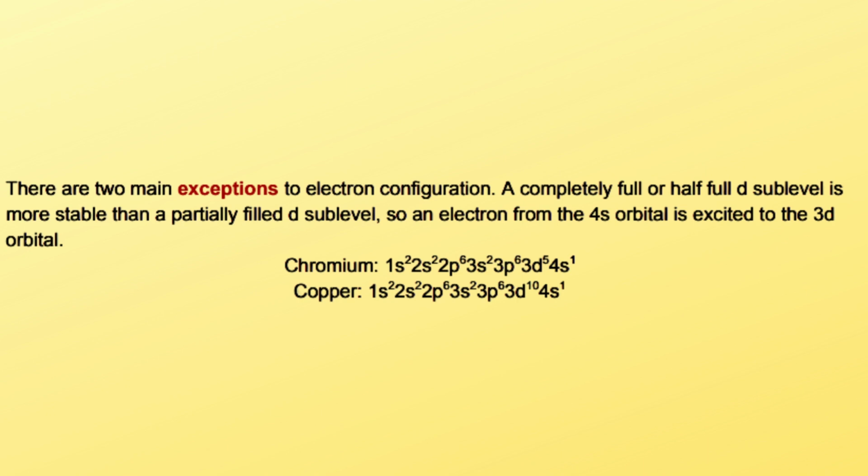In the case of copper also, when you write the configuration, it shows 4s2 and 3d9. But you borrow one and make it 3d10 4s1. And this state is called a completely filled d orbital. These two are exceptional cases when you write electronic configuration. So please remember these two.